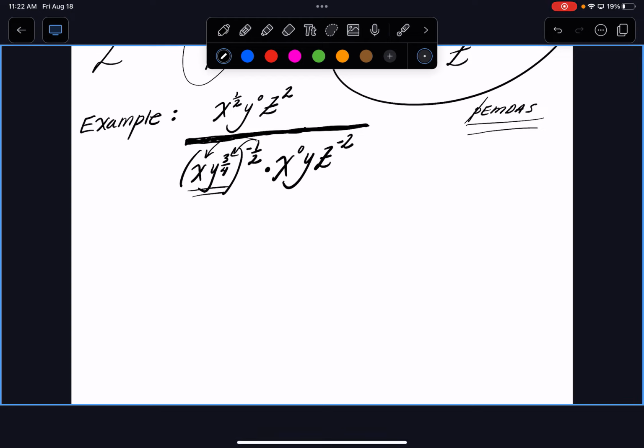We then have a power to a power, so I rewrite it so I don't mess up. I have an x to the 1/2, and then I go, you know what? It's silly to write y to the 0. Would you agree? Then I still have z squared. I'm just writing what I already had so I don't mess up.